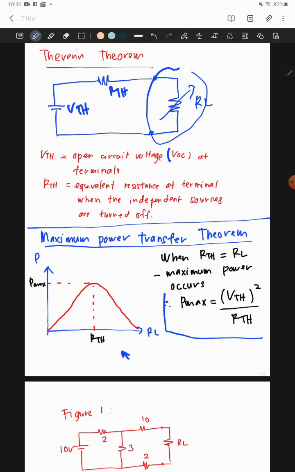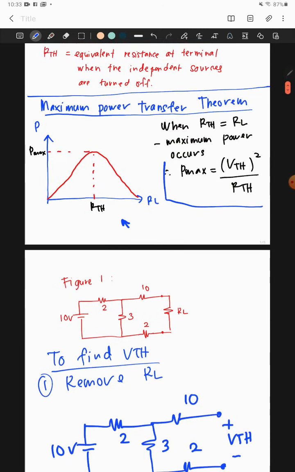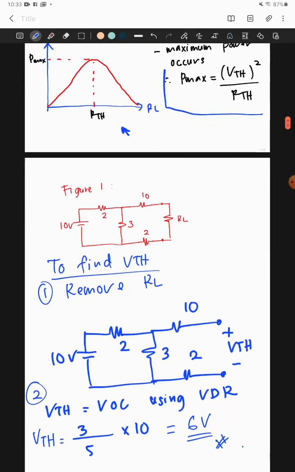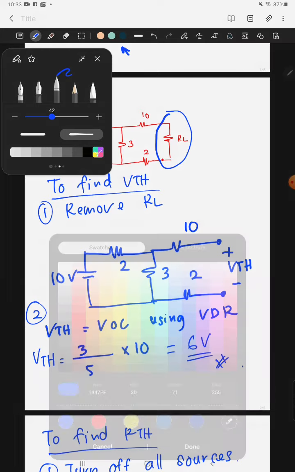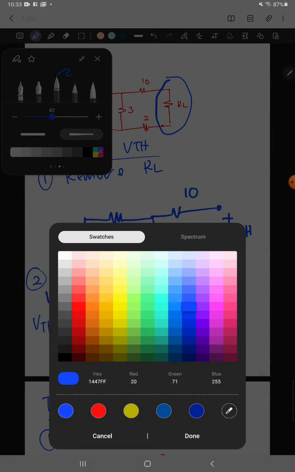Alright. Okay, for the pre-lab, you need to calculate the values of VTH and RTH. For figure 1, this is the step to calculate your VTH value. As I mentioned before, VTH is actually the open circuit voltage at the terminals. So you need to remove the RL from the circuit. When we remove the RL from the circuit, this is what you get. This is the circuit that we have.